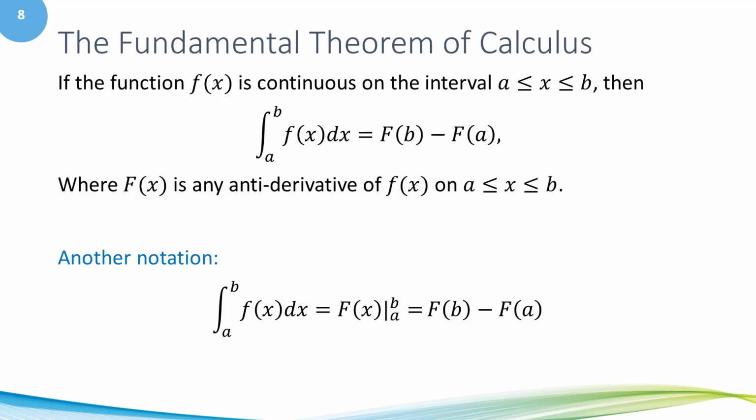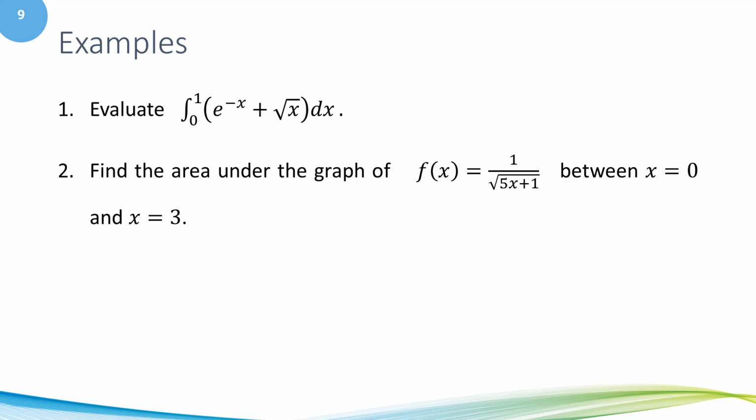And now we enter the main menu, which is the fundamental theorem of calculus. This connects what we have before about antiderivative and what we have now, which is Riemann sum or definite integral. So if capital F is an antiderivative of f on A to B, then the definite integral from A to B of f(x) dx is equal to capital F(B) minus capital F(A). Or we can also use the notation below. And exercise.